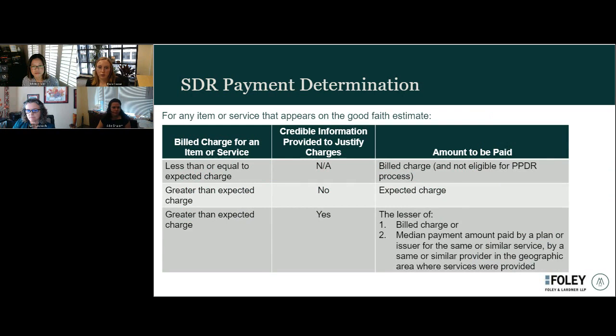Next we go through what the payment is. If the billed charge is less than or equal to the expected charge, then the patient will have to pay the billed charge. If the billed charge is greater than the expected charge, then they pay the expected charge. And if it's greater than the expected charge, and the provider provides credible information to justify the charges, and credible information means it's truthful and believable, then the amount to be paid is the lesser of the billed charge or the median payment amount.